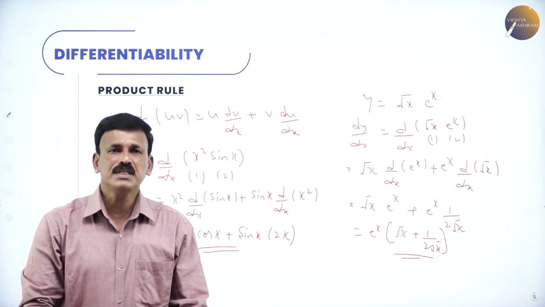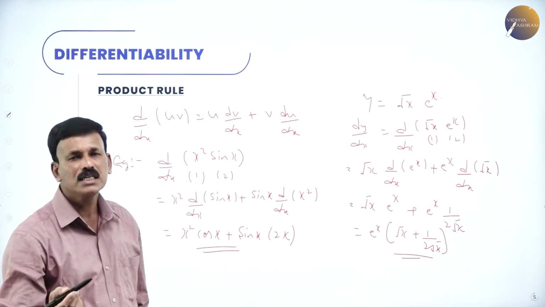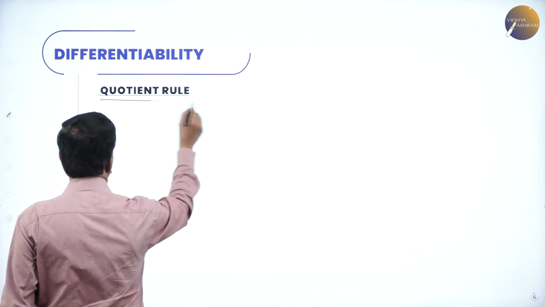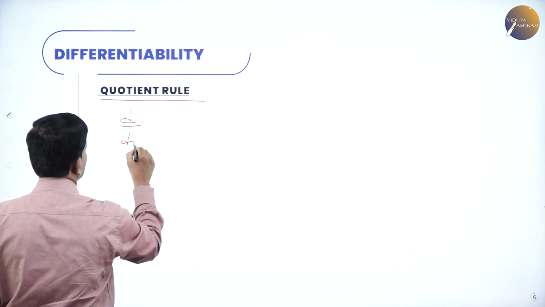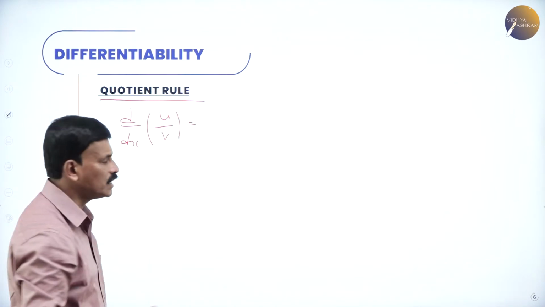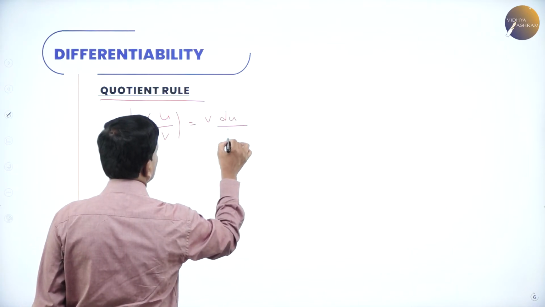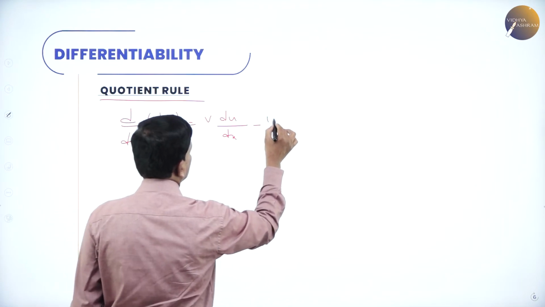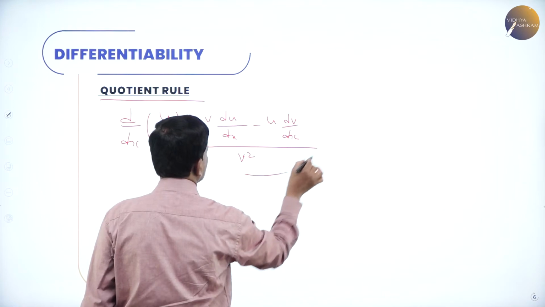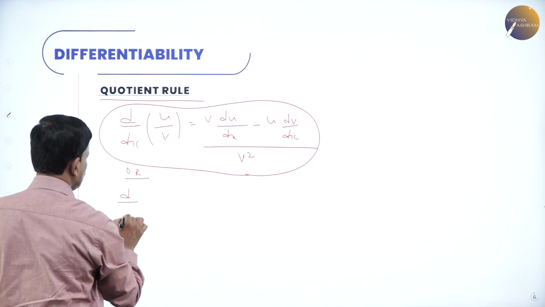Product rule is d by dx of uv is equal to u into dv by dx plus v into du by dx. Now let us come to the quotient rule. What is the quotient rule? If it is numerator divided by denominator, d by dx of u by v can be written as v, the denominator, into d by dx of the numerator, du by dx, minus numerator into the derivative of the denominator, dv by dx, divided by v square. This is the formula. This is the quotient rule.